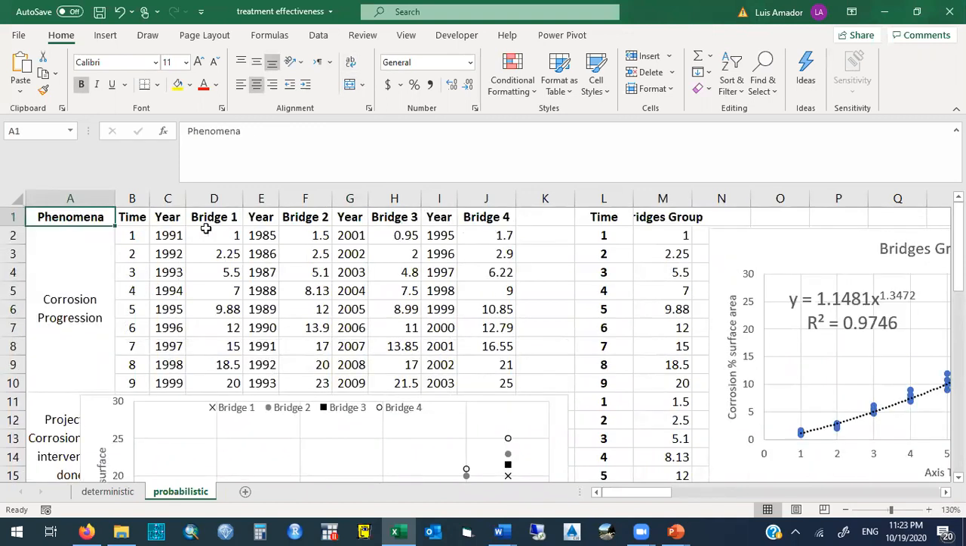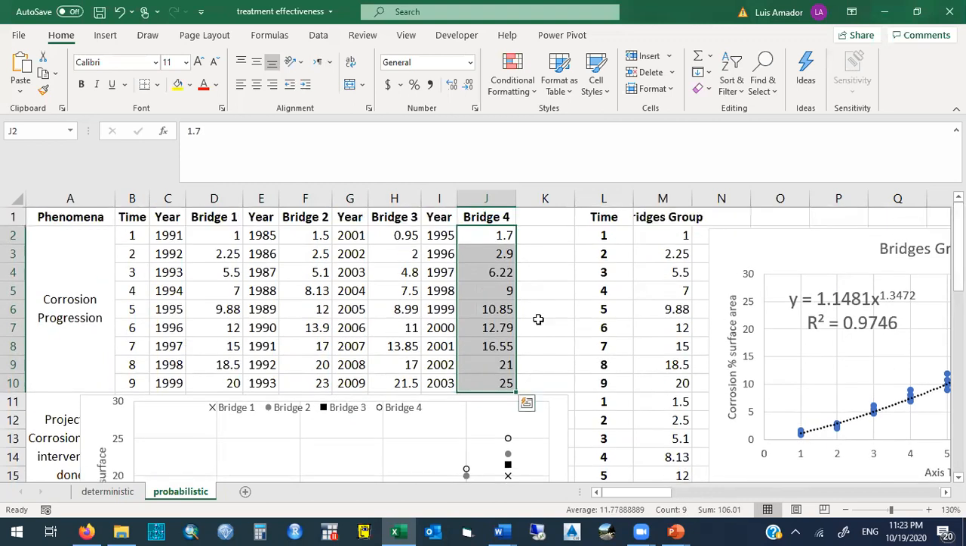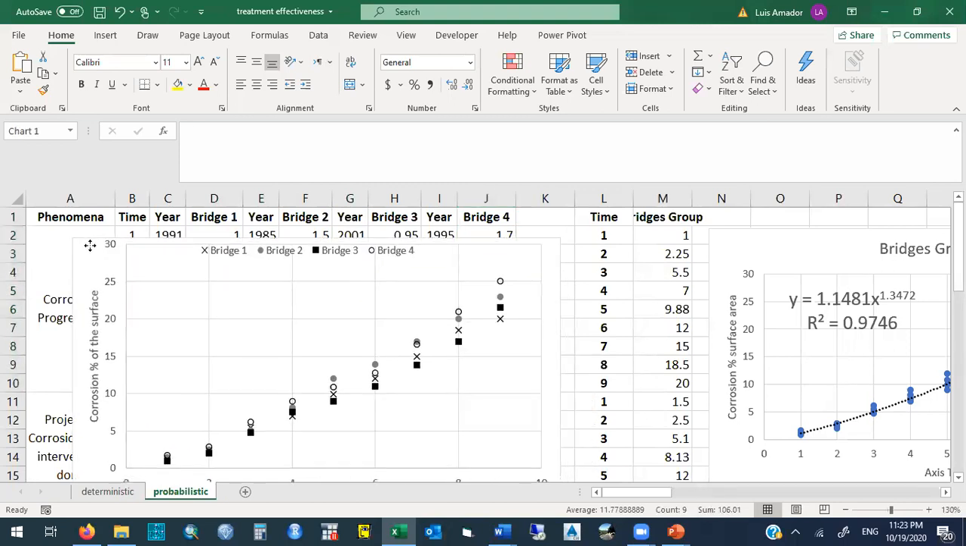So imagine we have, how many? Four bridges, okay? And we are observing the amount of corrosion. All the bridges are in the same environmental region. All of them use the same type of metallic steel, the same type of bridge, maybe with a superstructure and a concrete deck. All have the same characteristics. And we go and observe them, and when we observe them, we observe this.